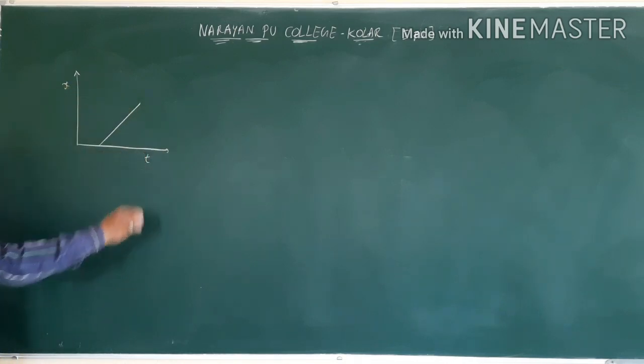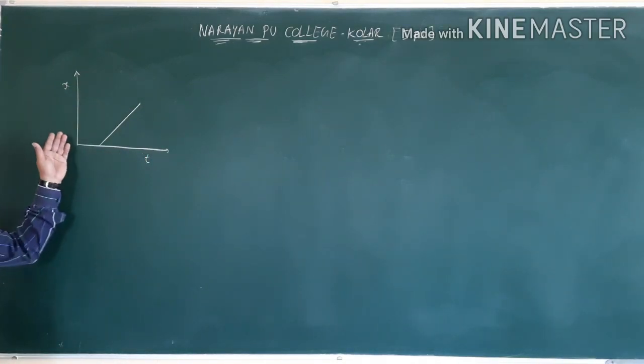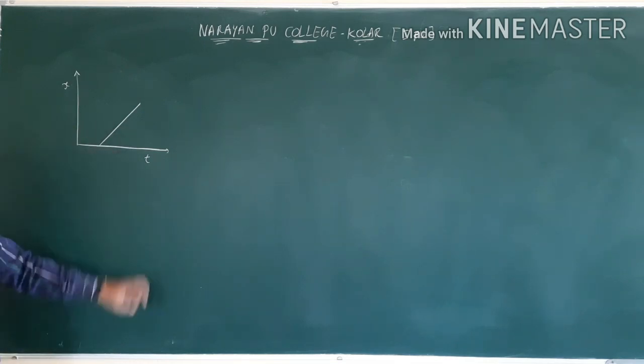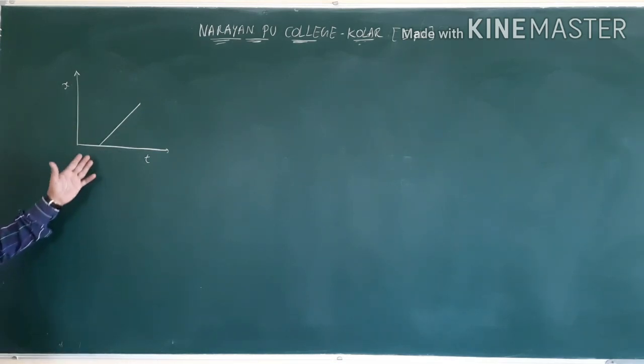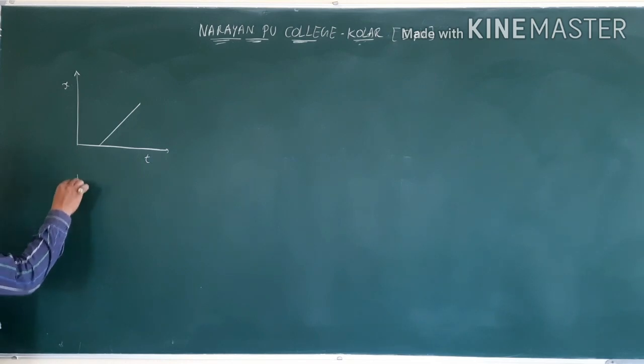Now this is a position time graph or distance time graph. Distance time graph means what is the nature of this graph? Okay, yesterday we have drawn like this.